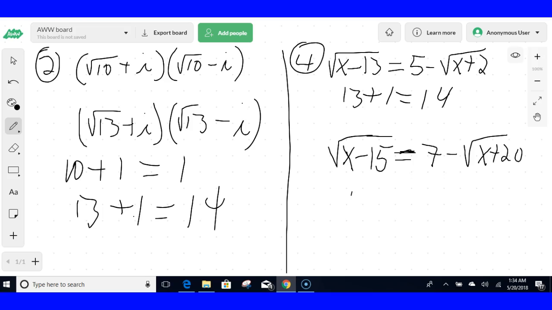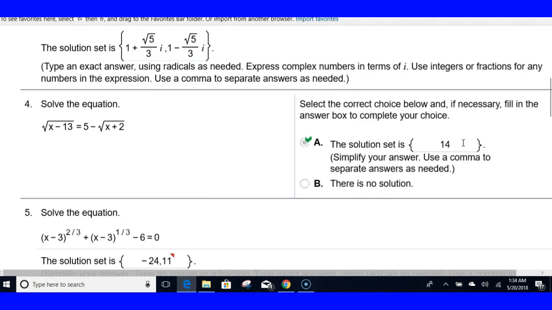So for this one, it will be 15 plus 1 is equal to 16. There's nothing to do here. So now let's go to number 9.